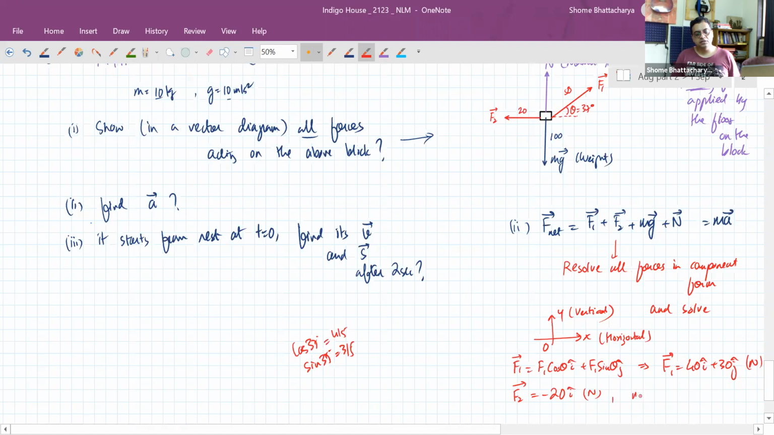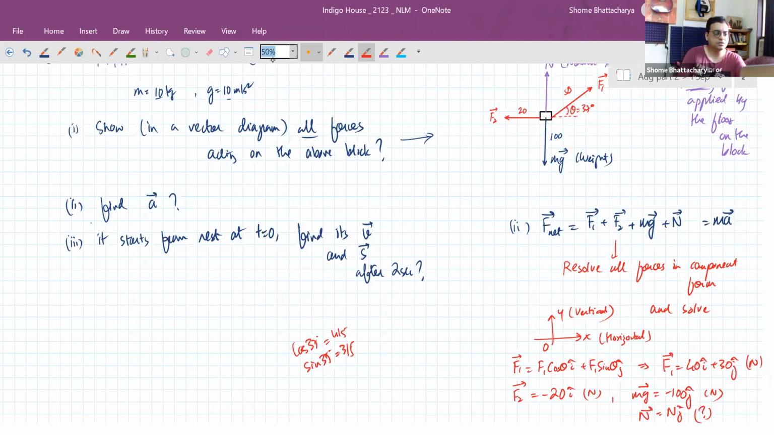And mg we write as minus 100 j cap in newtons. And normal reaction is the unknown force. It is some n j cap. So it's an unknown force. The magnitude we are writing as n, but the direction is only known as j cap.